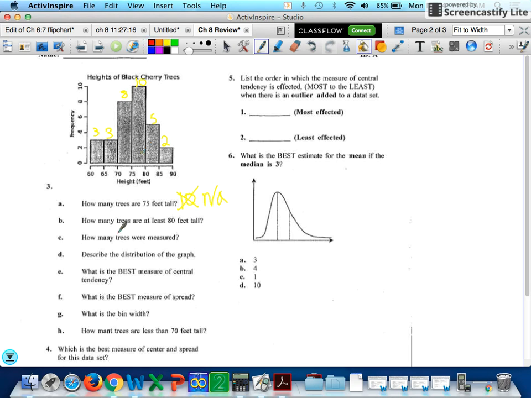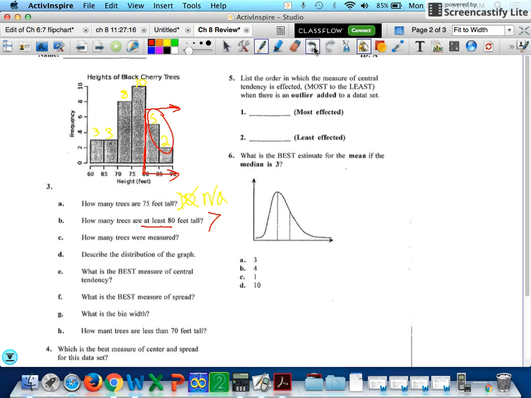B moves on from there and actually asks you a question you can answer. It says how many trees are at least 80 feet tall. That means anything 80 or above. Well, I'm looking right here at this bin where 80 starts. And I need everything this direction, okay? Everything that direction. That includes this first bin, which has a frequency of 5, but it also includes that 2. So there were 7 trees that were at least 80 feet tall, okay?